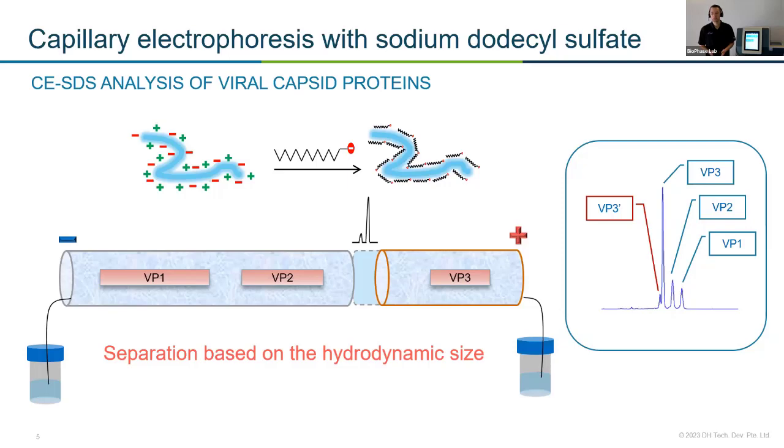And what we'll see is our smallest, most mobile proteins migrating first, coming past our detector first. So we see our VP3 prime peak, followed by our VP3, then VP2, VP1. We can get really unmatched resolution here, and we always know which peak is which because we always have that size-based separation. It's not being driven by an interaction between our protein and the stationary phase.